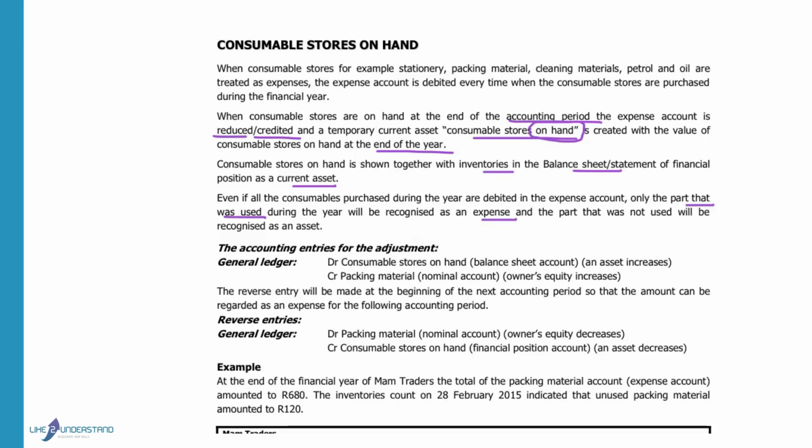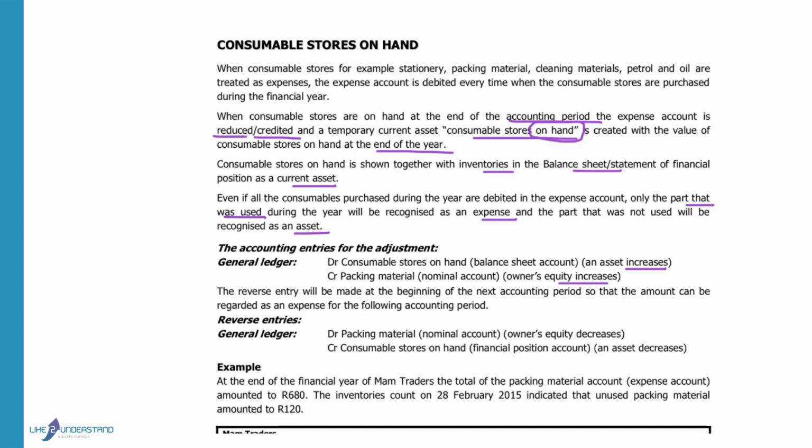So you can't show more in the income statement as expense than the part that you've used. So if you bought more, you have to reduce the expense, and the part that was not used will be recognized as an asset. Debit consumable stores on hand to create this asset, and you will credit packing material to reduce your expense account, and if we reduce the expense account, the owner's equity will increase.